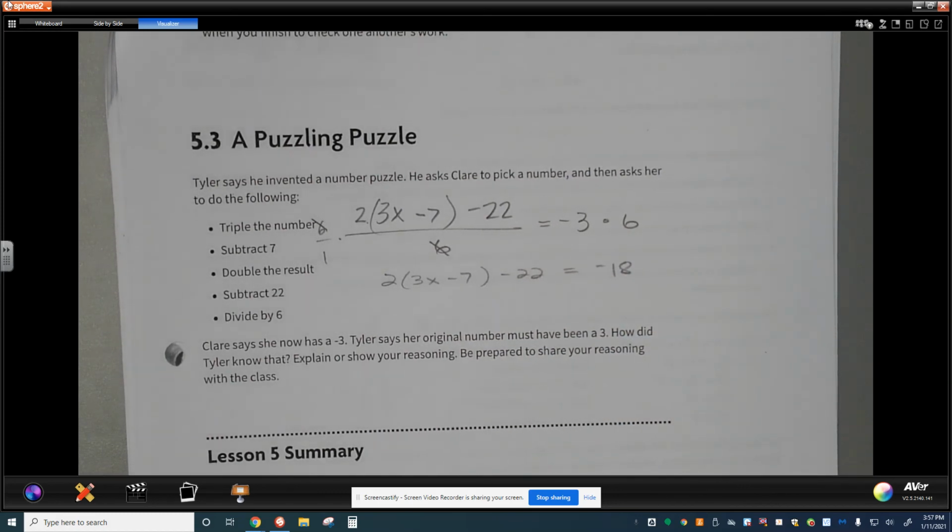So knowing that right there just kind of gets us started. Remember, Tyler says her original number must have been 3. How did Tyler know that? Explain or show your reasoning. Be prepared to share your reasoning with the class. I'm going to leave this one to you at that point to see what happens. Try and figure out where Claire made the mistake to get negative 3. And I think I got a little bit of extra credit for the kids that do that.